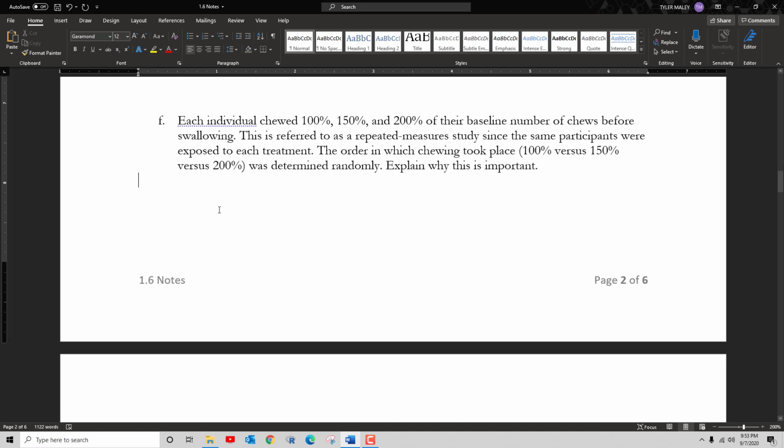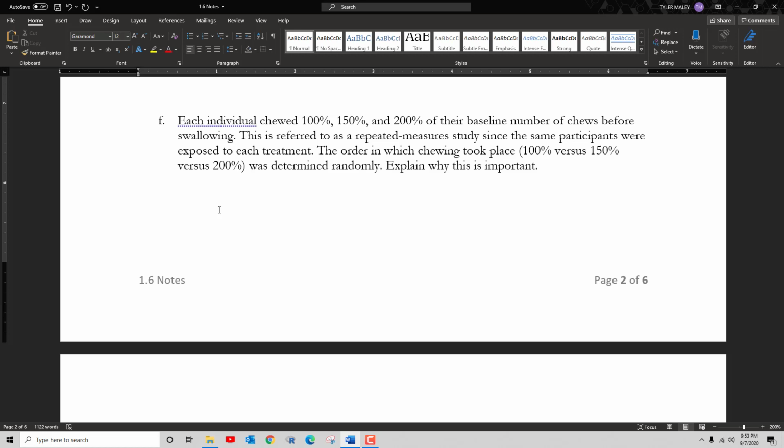Right. The next thing, so it says each individual chewed 100%, 150%, and 200% of their baseline number of chews before swallowing. This is referred to as a repeated measure study since the same participants were exposed to each treatment. The order in which chewing took place, 100% versus 150% versus 200%, was determined randomly. Explain why this is important, right?